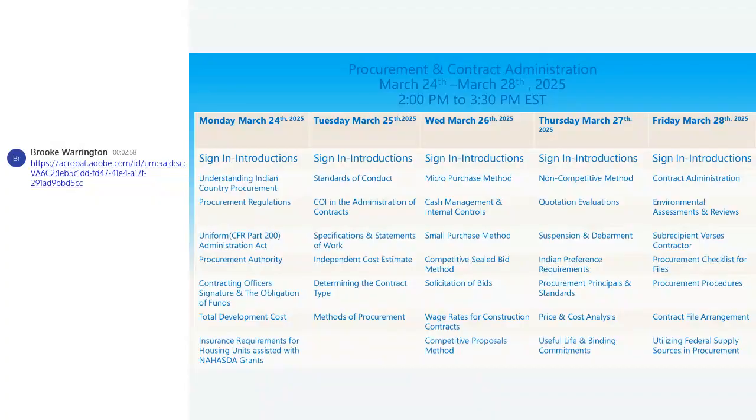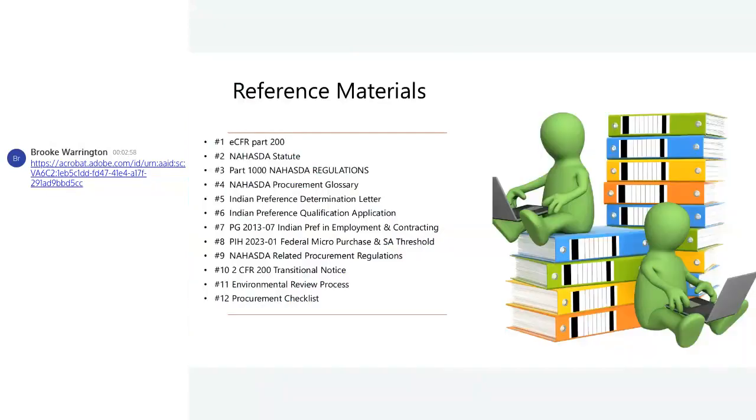Follow the Indian preference requirements, procurement principles and standards, your price and cost analysis, that useful life and binding commitments that I keep referring to. And then we'll finish up with contract administration, your environmental assessments and reviews. The difference between a subrecipient versus a contractor, there's little tests to figure out which you're dealing with. The procurement checklist for your files, procurement procedures, contract file arrangement, and utilizing those federal supply sources in procurement.